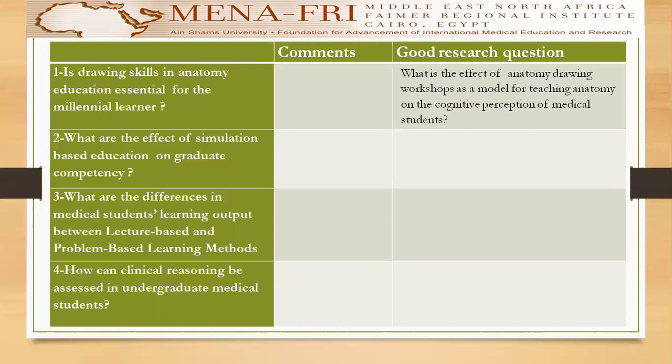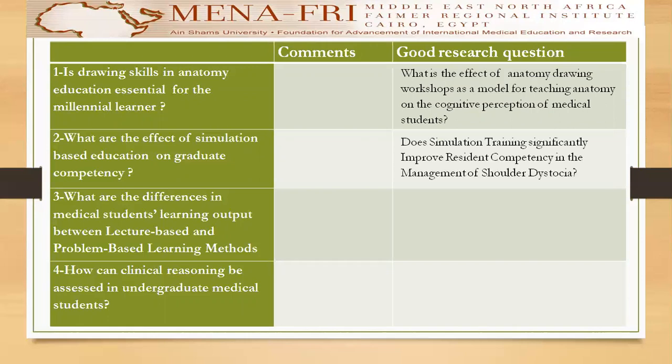The second one is: What are the effects of simulation-based education on graduate competency? Also, this one is a vague question. It is not specific at all. I don't know what the graduate competency is. Okay. The right one, or the good one: does simulation training significantly improve resident competency in the management of shoulder dystocia?